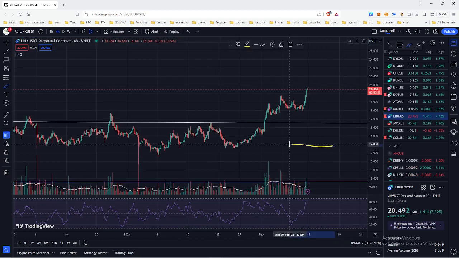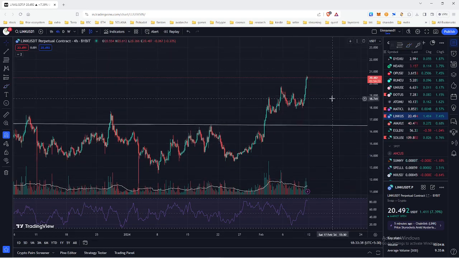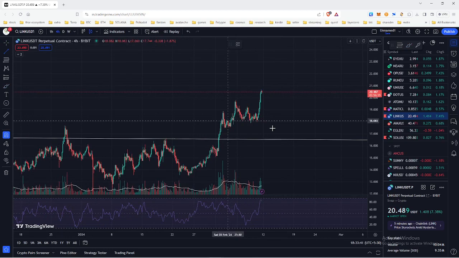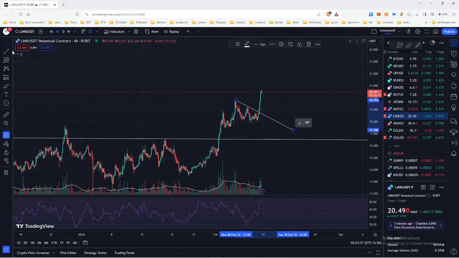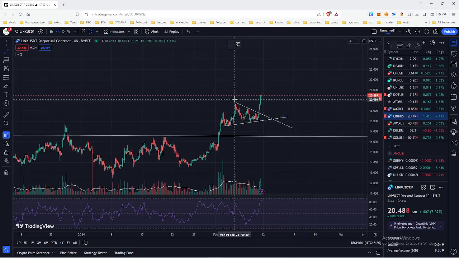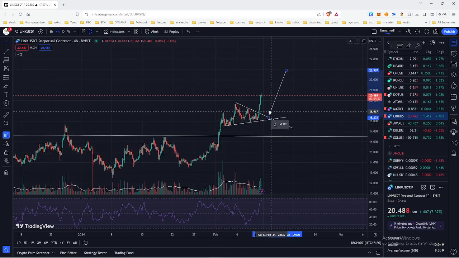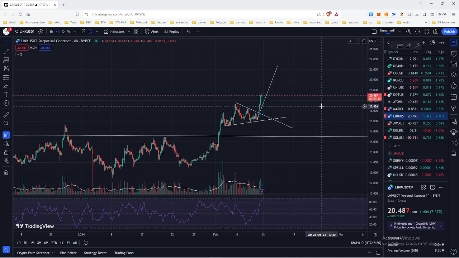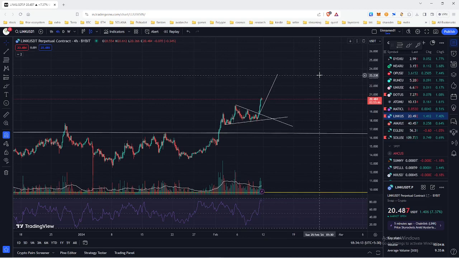So, 4-hour, you can see we consolidated over here as well. We now broke this bull pennant. Let's see what the target is of this. This is a conservative one. If you want, you can take till the, so I guess 23k is the next stop.